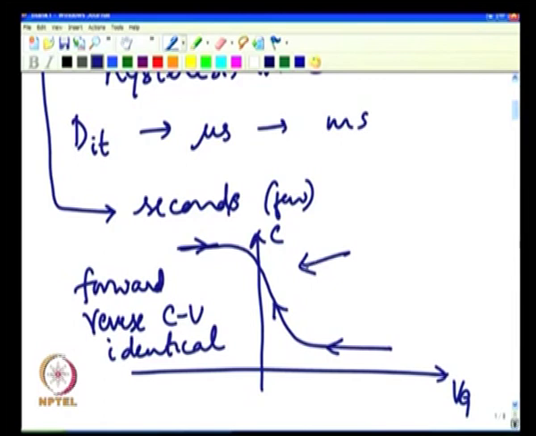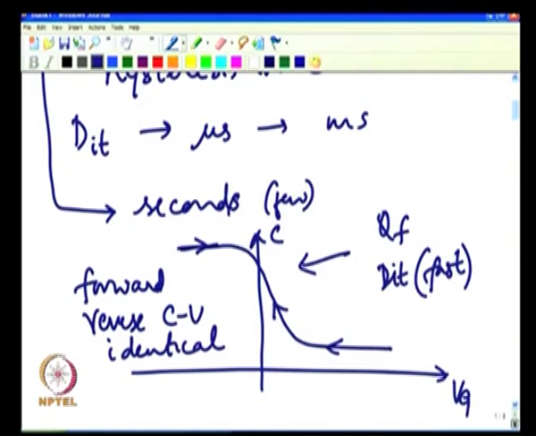Now, this will happen if you have fixed charge. Even if you have fast interface traps, they will not really give rise to any hysteresis, because they are responding fast. Typically the CV measurement time frames are a few seconds. Maybe you go from minus 5 volt to plus 5 volt, let us say that may take a few seconds, and then you start coming back. That is how your CV characteristic would look.